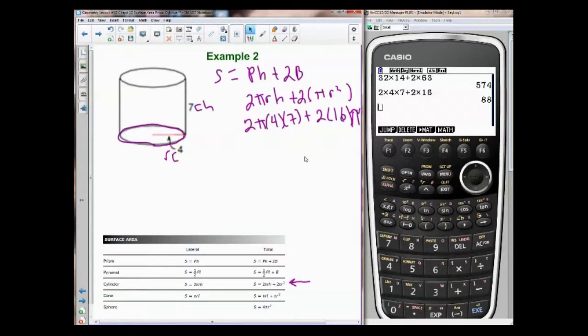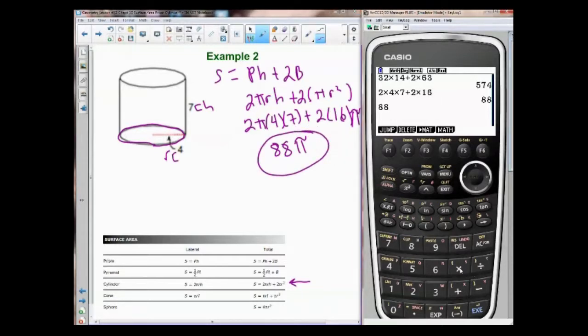Alrighty, so you get 88. That's 88 pi, by the way. So let me write 88 pi. If I wanted exact, I could simply do 88 times shift pi. Remember, 3.14 is not pi in my classroom. It is a very long digity number. 276.46 if you want to round to the nearest hundredth. All right.